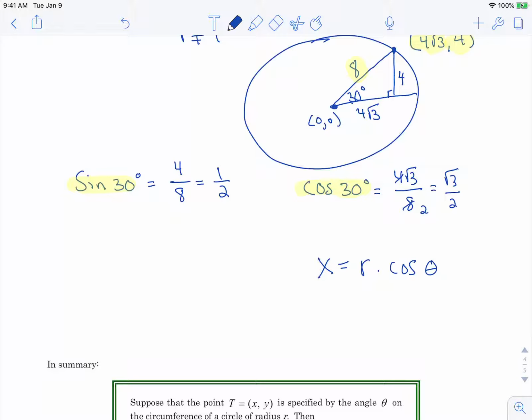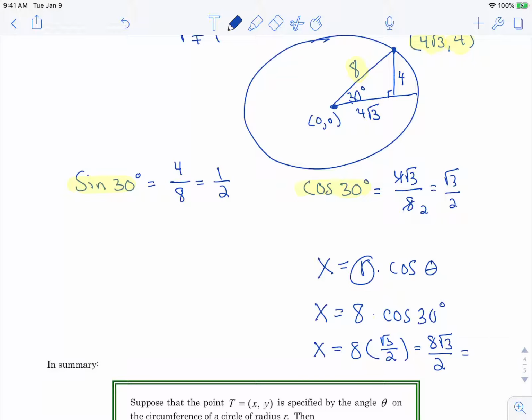And to be clear, this would work on the unit circle because your r would just be 1, so you get cosine theta still. But for us, my radius is 8 cosine 30 degrees. And I end up getting cosine of 30, that I know, looking at my unit circle, is root 3 over 2. So I get 8 root 3 over 2. So then that reduces to 4 root 3. And what do you know? We got the same thing.